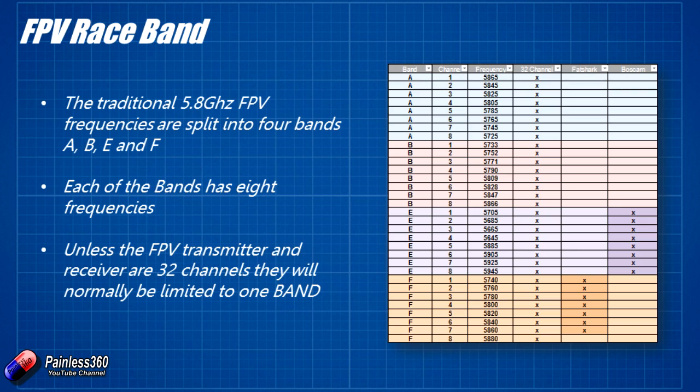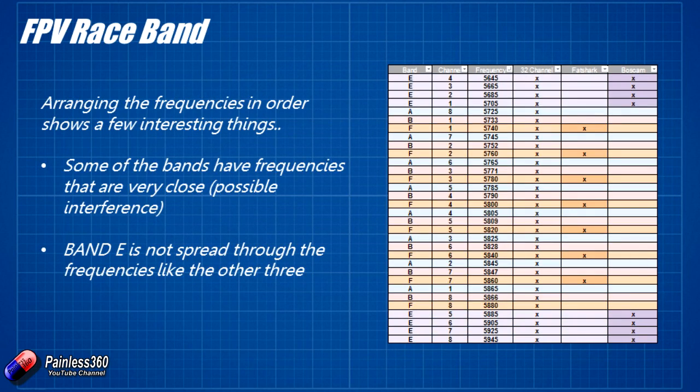But if we order these channels sequentially, so that the lowest frequency is at the top and the highest frequency at the bottom, what you can very quickly see is the way it works is that band E is kind of split between the top and bottom, and then bands A, B and F are kind of sliced in the middle of this sandwich. So even if my friend and I were flying on completely different systems, potentially we could have a problem.